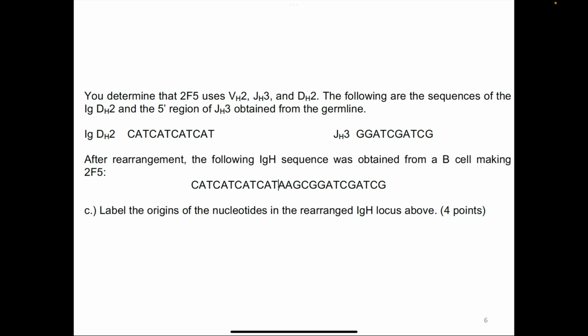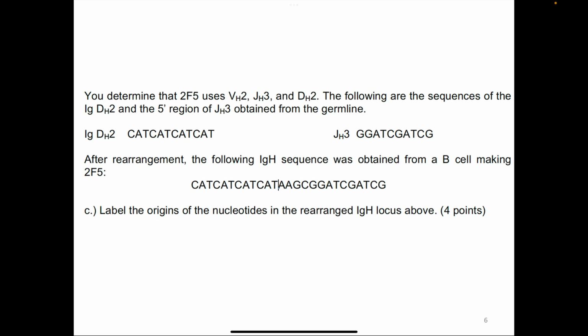And so I'm telling you earlier in the question about a B cell, and I show you the germline sequences of the J and the D, kind of what we started with before. And then I actually look at a B cell that's done rearrangement. So those are the befores at the top. This is the after. And I ask you to label the origins of these nucleotides. So we've got a whole bunch of base pairs, and I have to tell you where those base pairs came from.